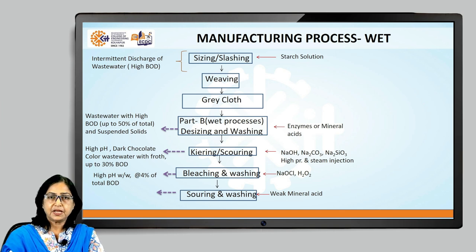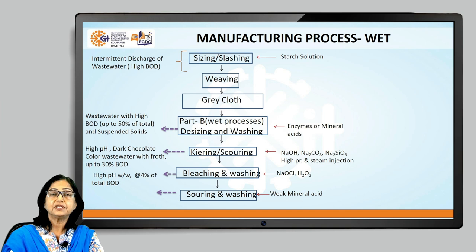Once the thread is ready, the first process done is sizing, also known as slashing, where starch solution is applied on the prepared thread, and the purpose is that this solution imparts strength to the thread so that it does not break easily during weaving. Once the starch solution is applied, the threads are taken for weaving, and after weaving what you get is known as gray cloth, and all the further processing is done on the gray cloth to get the finished product. So now, processes on gray cloth, wet processes.